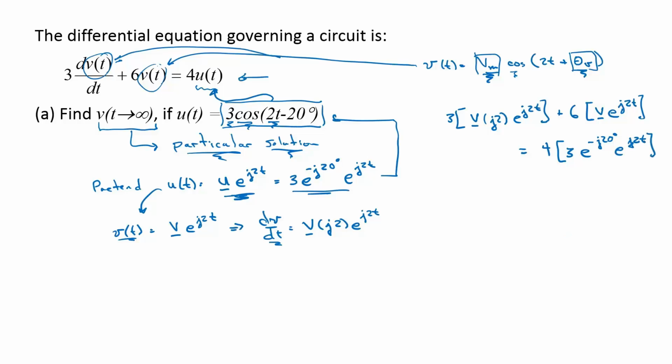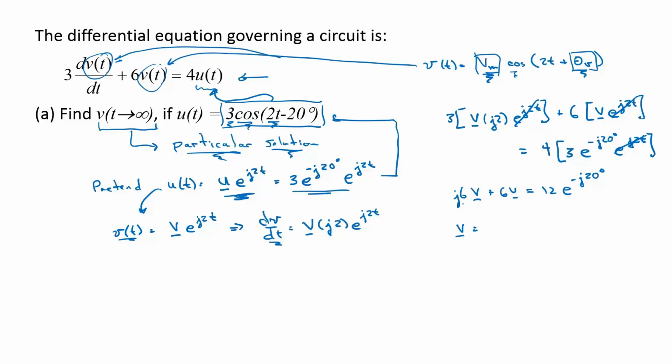Now something very wonderful happens. All of the e to the j2t's cancel out. We're left with something that's no longer a function of time. It's just an algebraic expression with complex coefficients. So multiplying out, this becomes j6 times v plus 6 times v is equal to 12 e to the minus j20 degrees, and our problem is now just a complex arithmetic problem.